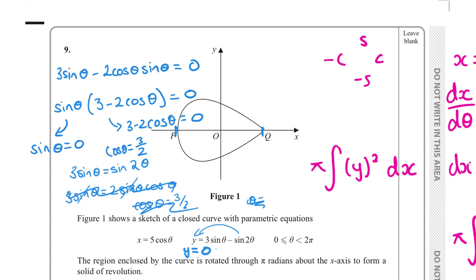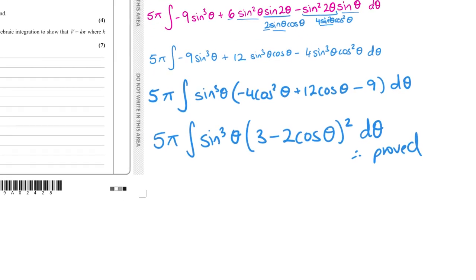Well, sine theta equals 0 is easy. What is sine of 0? 0. And pi. Okay? Cos theta equals 3 over 2, we're just going to reject this. So we just have 0 and pi anyway.